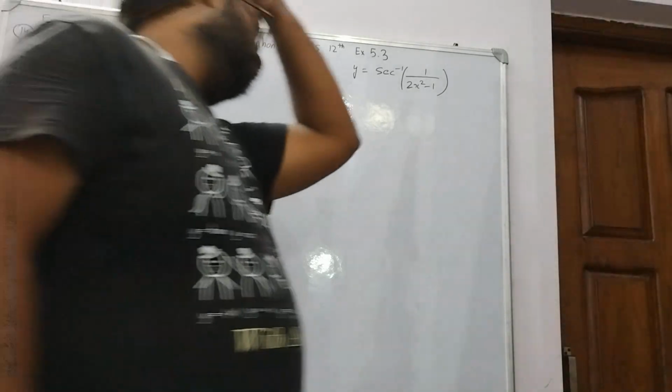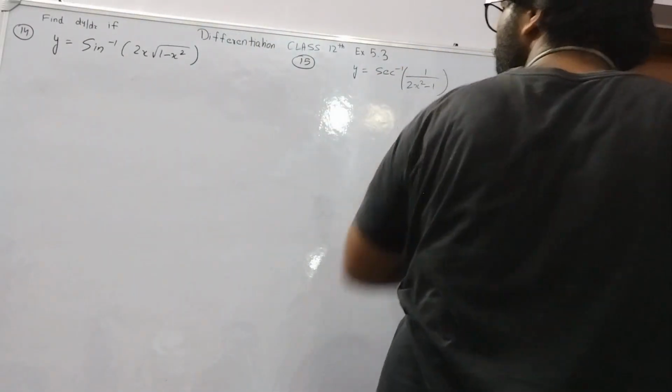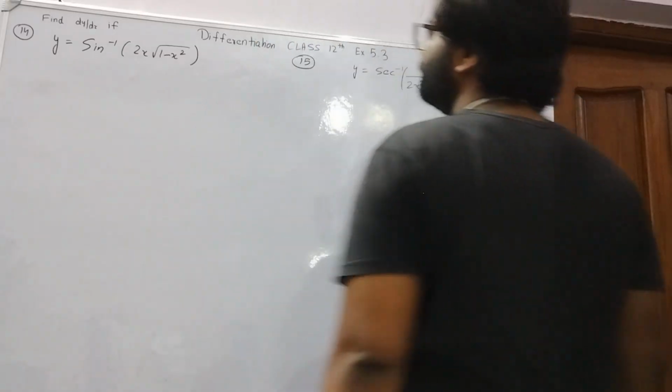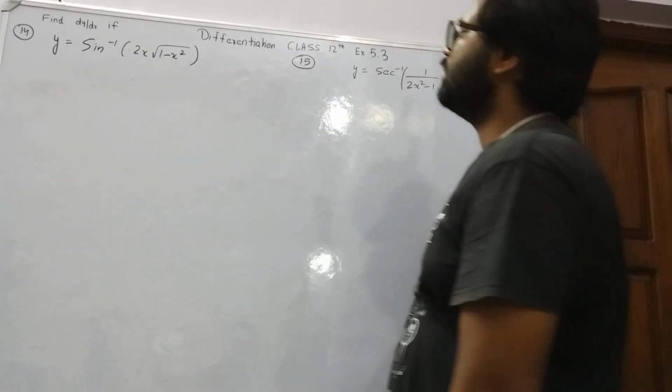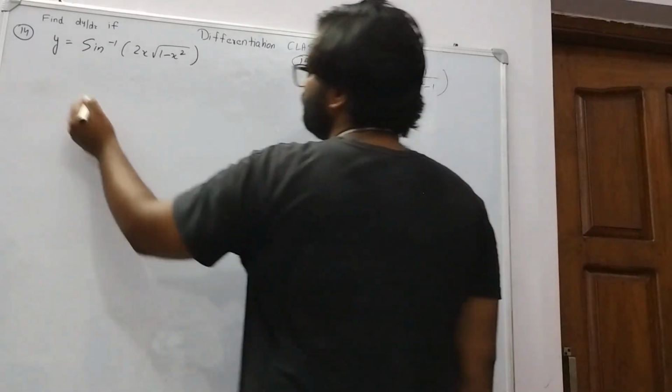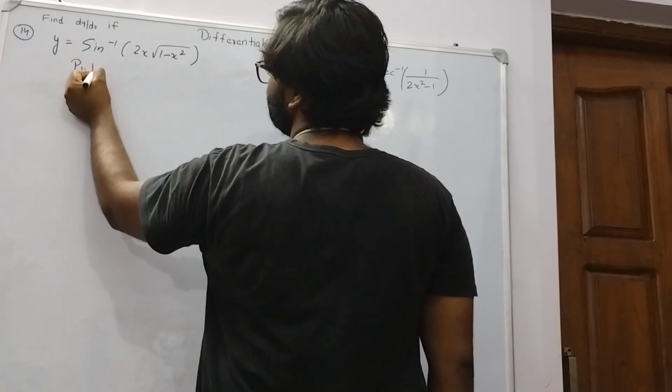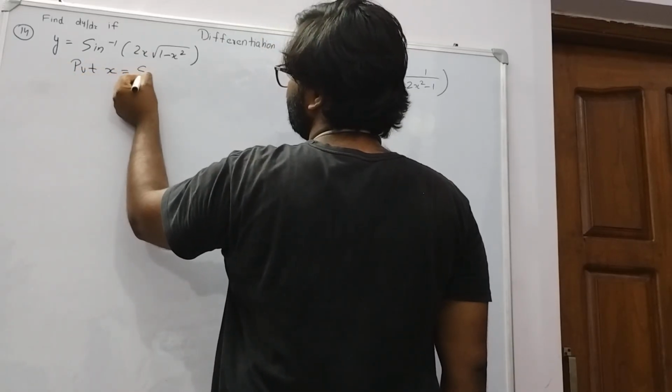Okay, now let's start with question number 14. It says y is equal to sine inverse 2x under root 1 minus x square. I can simply put x is equal to sine theta.